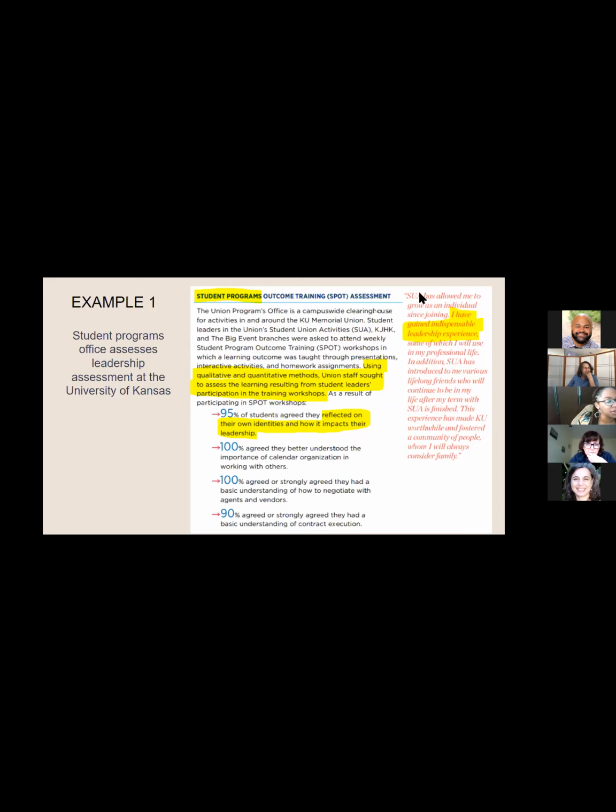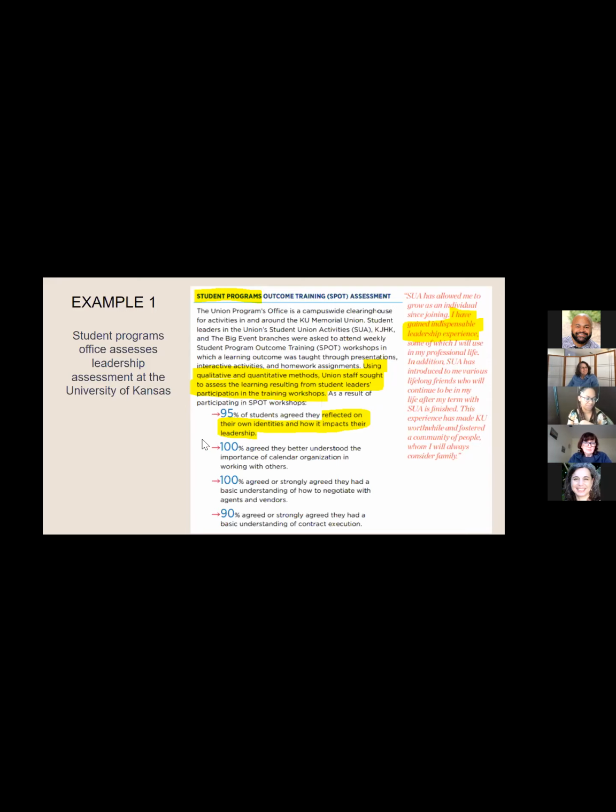And then they have this really awesome quote on the side, which gives information above and beyond. Not only does this quote support the quantitative data you have there, it really paints a picture of what each of the leaders could be getting out of their experience working with this office. The student said, I've gained indispensable leadership experience. And at the bottom, they talk about how they have a community of people that they consider to be family. I love this report.